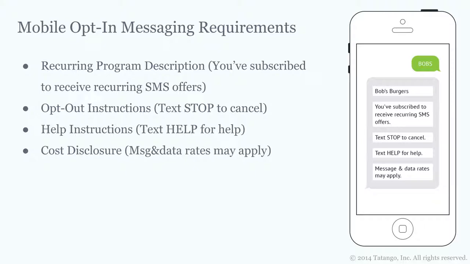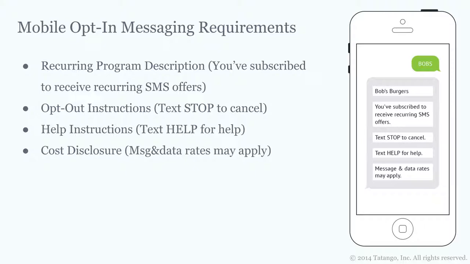So throughout this entire presentation, we're going to use the keyword Bob's for Bob's Burgers, just a fake made-up restaurant. So in this scenario, if you look on the right-hand side here, the customer has texted Bob's to the short code. Let's just say it's 12345, and they want to opt in. So to comply with CTIA guidelines, in the opt-in message for a mobile opt-in, you have to first have a recurring program description. That means something similar to: you subscribe to receive recurring SMS offers. There's 2 different things here that I'll explain, and because they continue in every other message, we'll get it out of the way right up front.